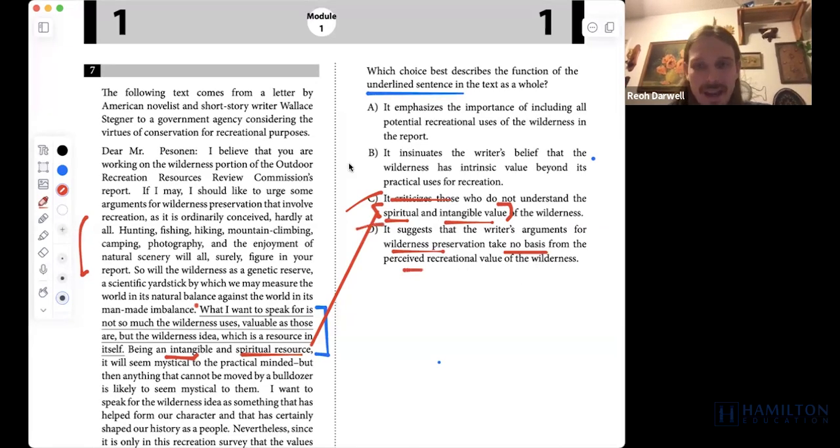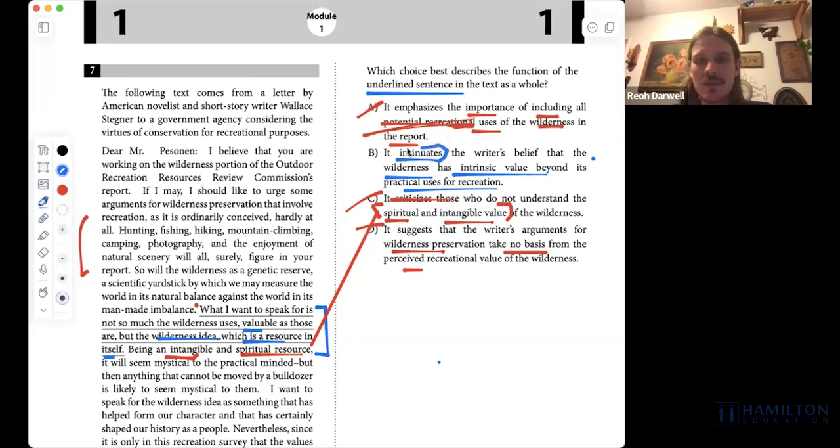Now, finally, A. Okay, A is a really hard one to get rid of because he does want us to emphasize, in doing this, he is emphasizing the importance of including all different uses or values of the wilderness in the report. But is he focusing on potential recreational values here? No. What is he focusing on? He's focusing on the value of wilderness as an idea, right? He wants the wilderness idea as a resource that matters in itself, right? So that says it right here. It has intrinsic value beyond its practical resources.